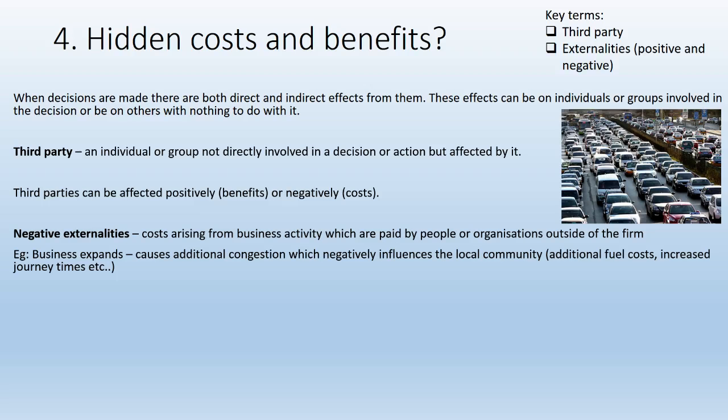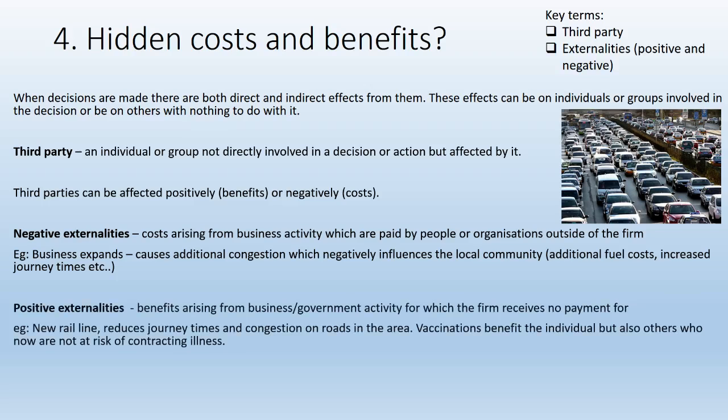Negatively, we call this external cost a negative externality. So it's a cost which people or organisations pay outside of the firm and away from the decision, as a consequence of a decision a business makes. A good example there is congestion. Business expands, more congestion increases the cost of fuel to people in the local community and other businesses, increases journey times, and time costs money.